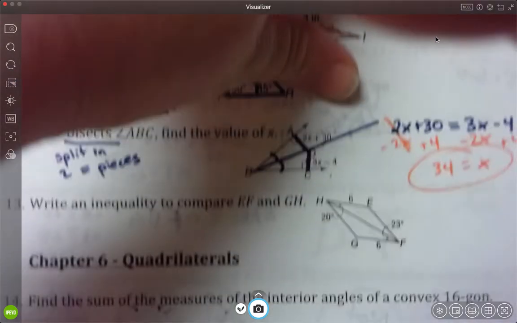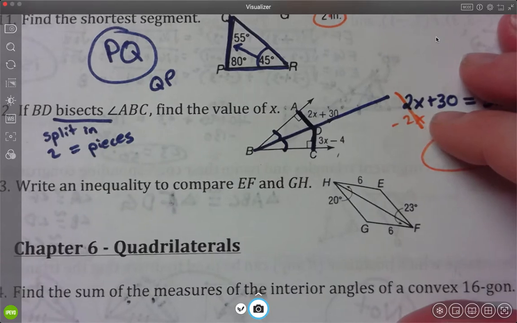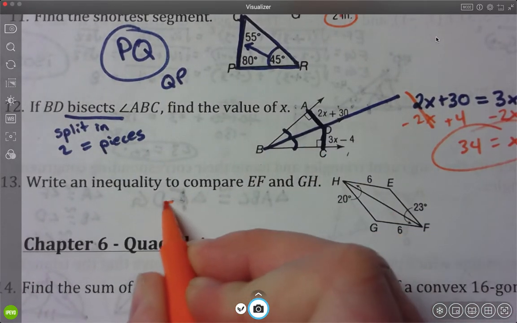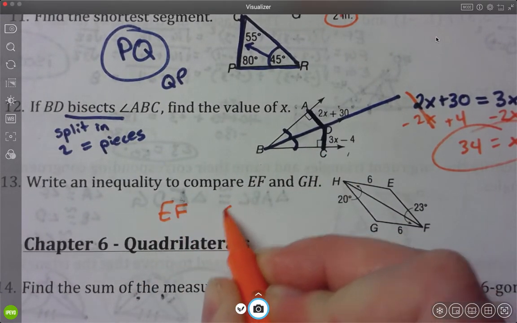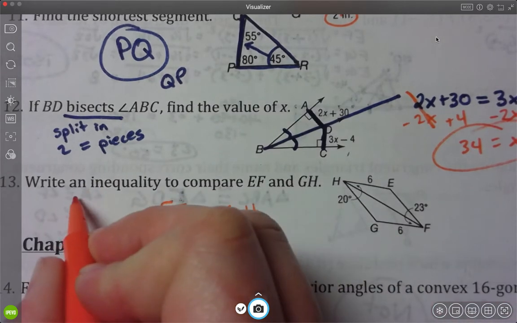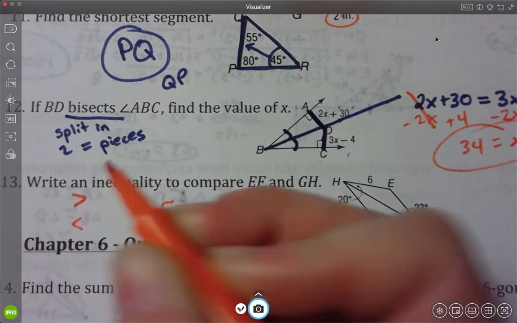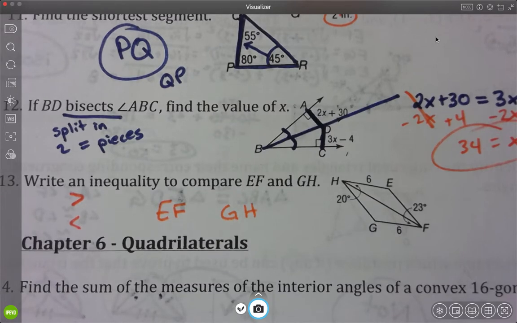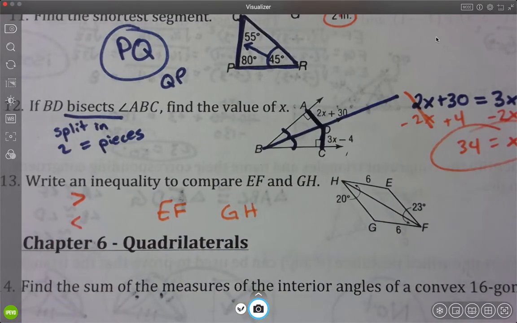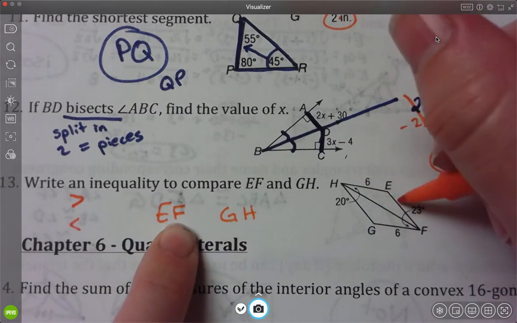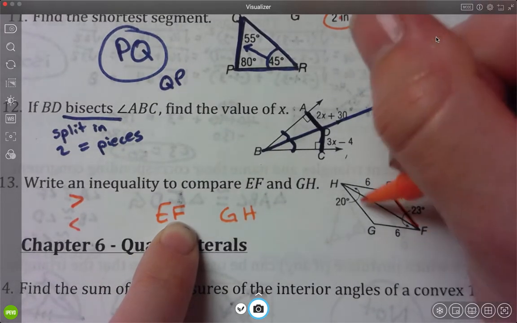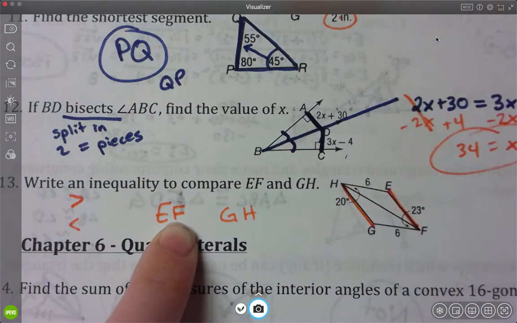All right, next one, number 13, write an inequality to compare EF and GH, okay? And inequality means greater than or less than. It also means greater than or equal to or less than or equal to, but for this case, we're only going to do greater than or less than, okay? So EF is this side right here, and GH is this side right here, okay?